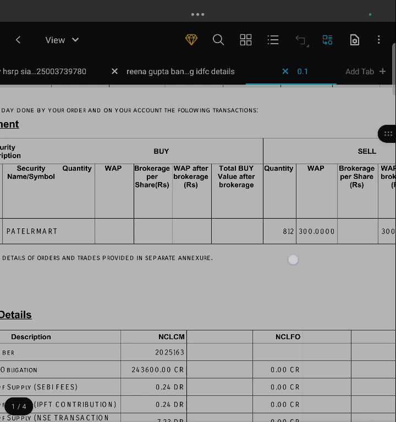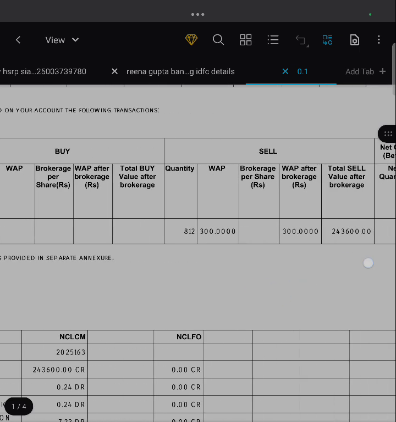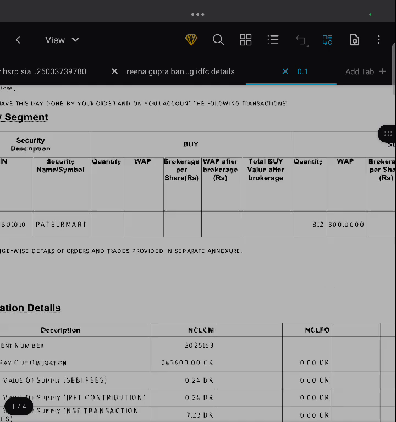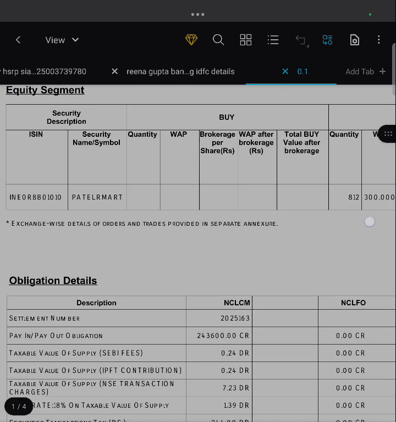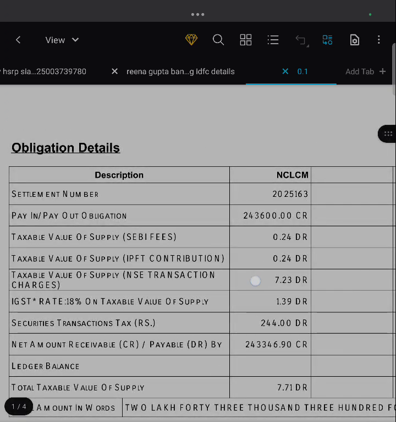I got 812 quantity of Patel Retail IPO, and I sold them at 300 rupees per share. So 812 into 300 is 243,600. It is correct. When we multiply 812 into 300, now we need to understand how this works.